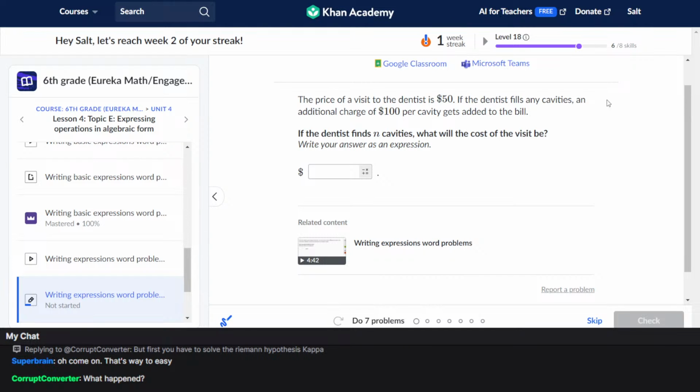Corrupt Converter says what happened? OBS, like one of the windows broke. So to fix it, I would have to restart OBS. I don't wanna stop the stream. So I'm just gonna log into Twitch and do it manually. I'm changing my stream category to math. That's all I'm doing. But the window broke. Like, it's stuck. So I have to do it over here instead. How do I do this? It's like edit stream info. Gotta do it the long, hard way.